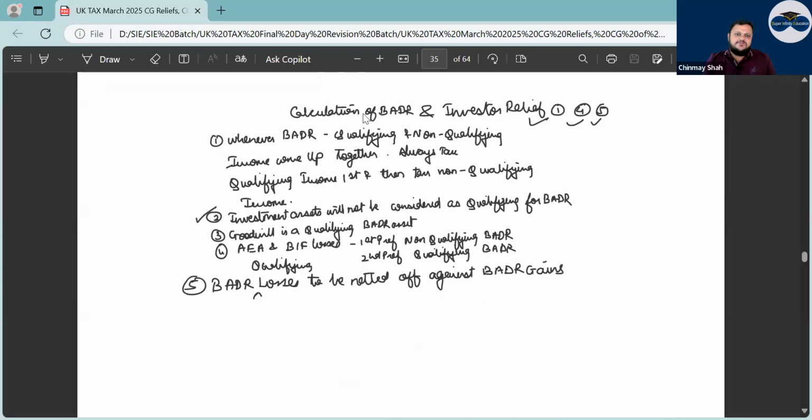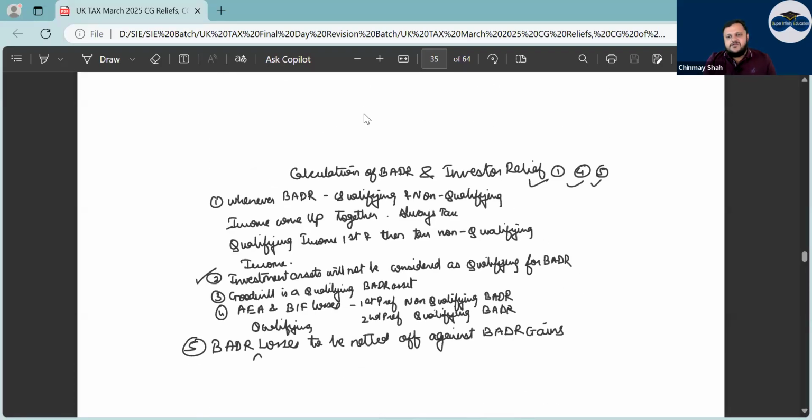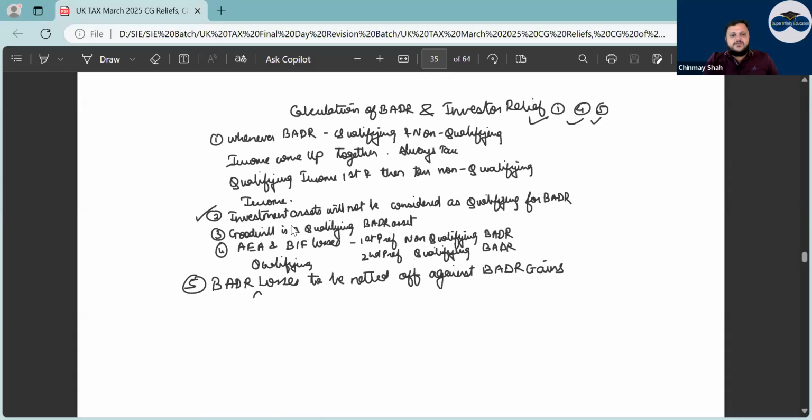Now have a look at the note on calculation of BADR and investor relief, correct? Whenever you are doing the calculation for an individual with BADR and non-BADR, just like you do residential property and normal assets, you do the same thing with BADR assets and other assets. BADR assets will always be taxed at 10%, non-BADR at 20%, correct? So first, taxation will happen on BADR. Whenever BADR qualifying and non-qualifying income come up together, always tax the qualifying income first, and then tax the non-qualifying second. Investment assets will not be considered as qualifying for BADR, correct?